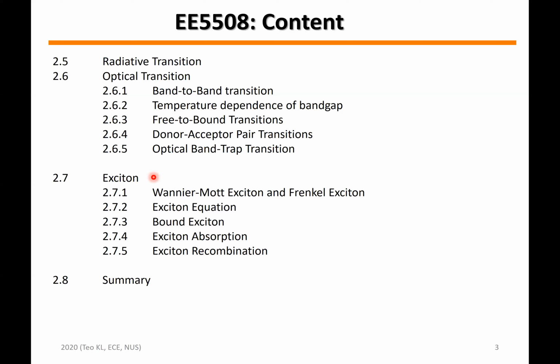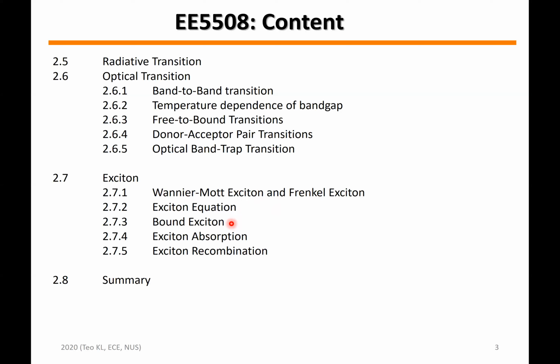There are two types of exciton, and we will discuss the Wannier-Mott exciton and the Frenkel exciton. We will solve the Schrödinger equation of two particles, in this case electron and hole, and derive the exciton binding energy.